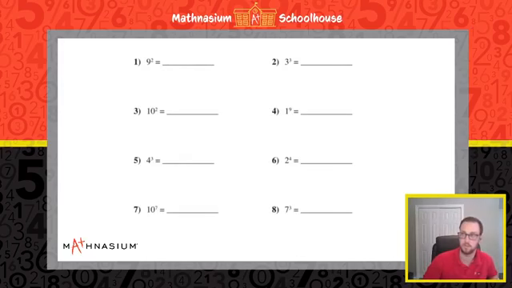All right, a couple more of these solving for the numeric value. 9 squared is what? 9 times 9 is 81.